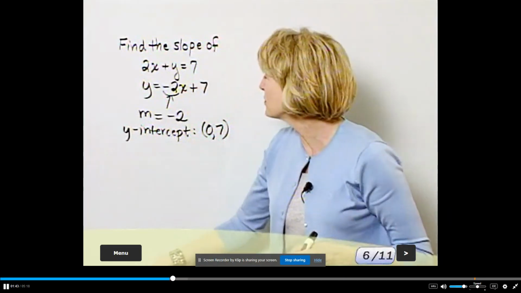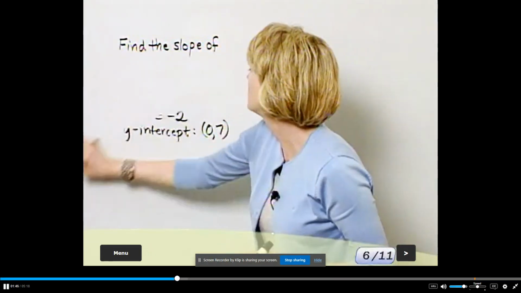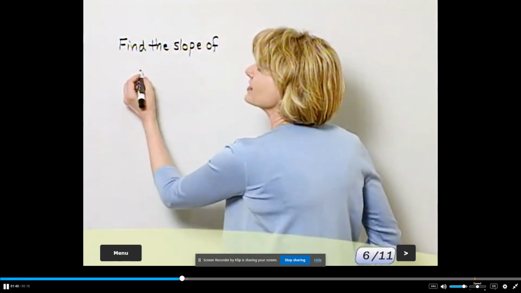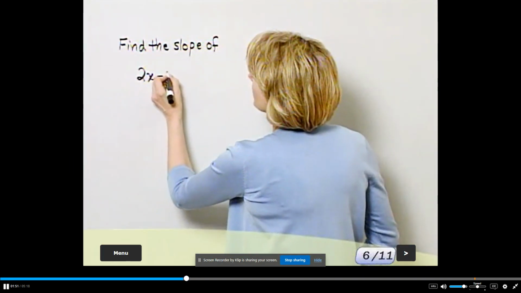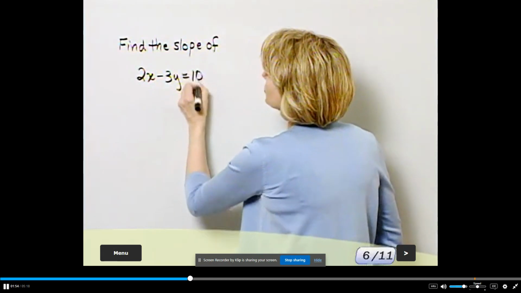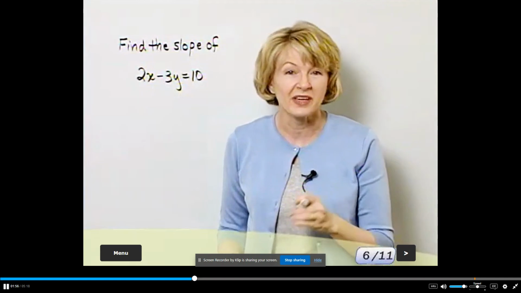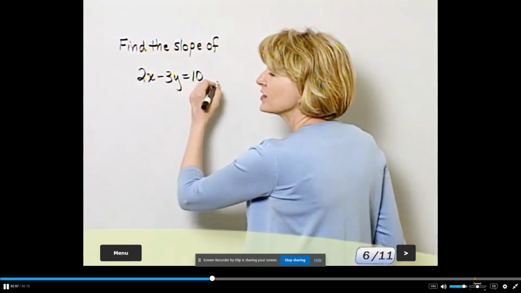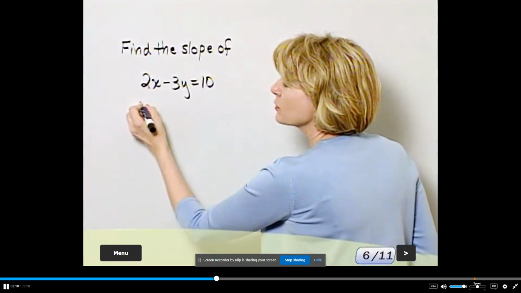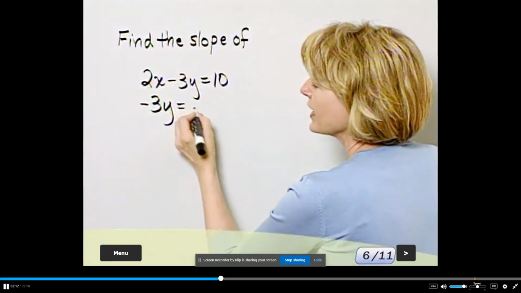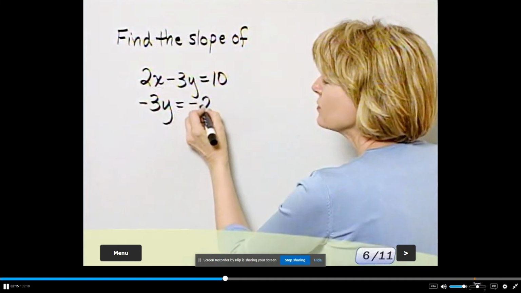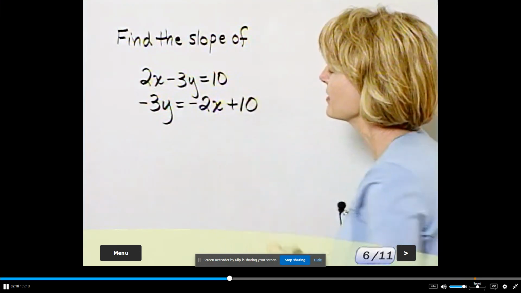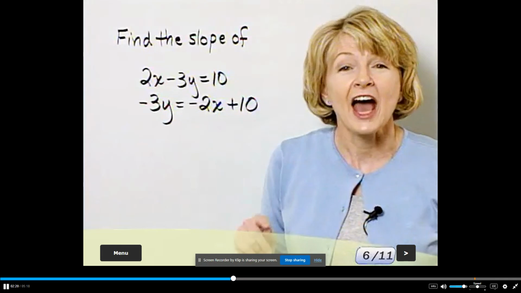Let's try this one more time. Let's find the slope of the line defined by 2x minus 3y is equal to 10. We'll use the slope-intercept form. To use the slope-intercept form, we solve this equation for y. To solve it for y, I will subtract 2x from both sides. So on the left side, I'll have negative 3y. On the right side, I'll have negative 2x plus 10. Now, how do I finish solving for y?